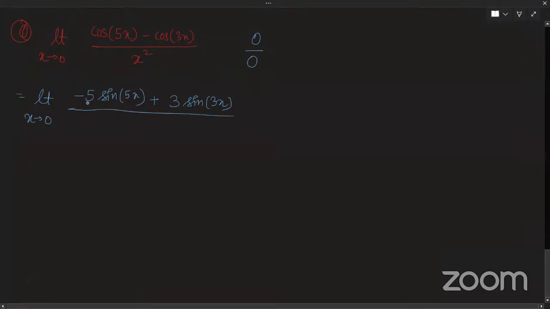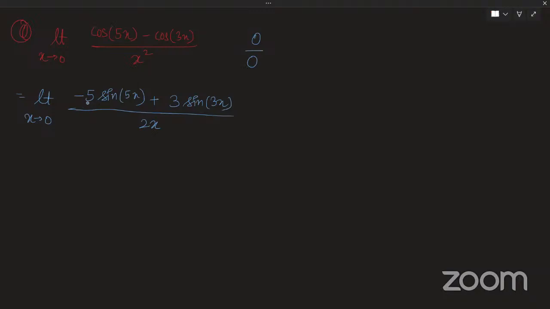What will be the derivative of the denominator? 2x. Do I need to differentiate it again? Yes, sir. Are you sure I need to differentiate it again? There is one other method if you can think of. One more method I already have. If you can just think of it quickly.